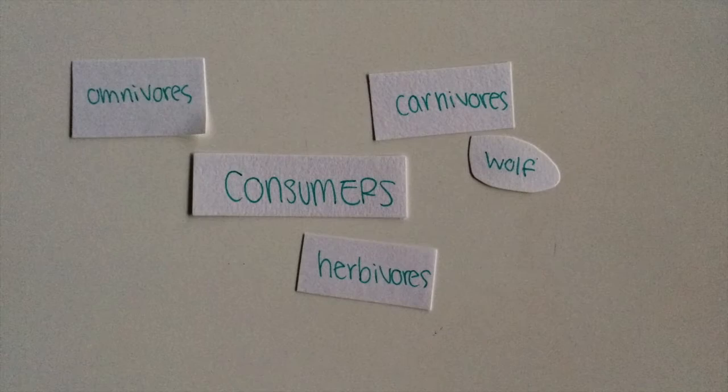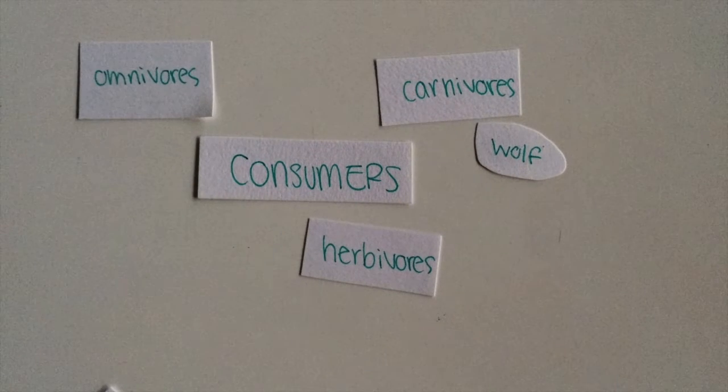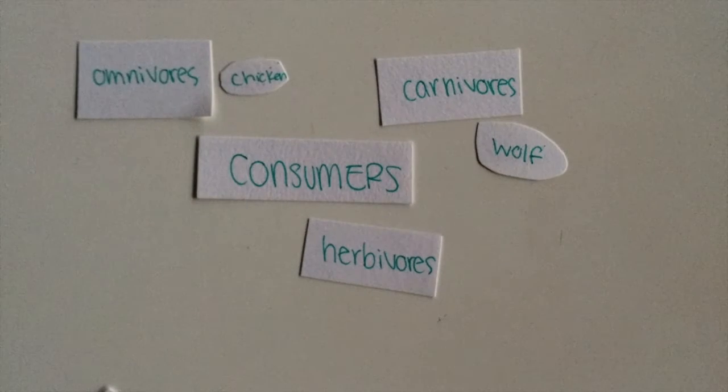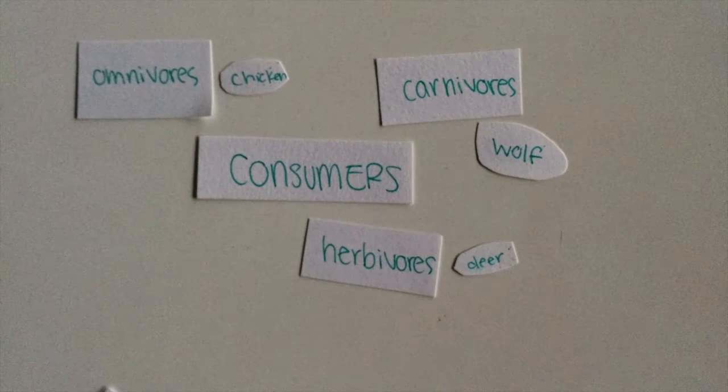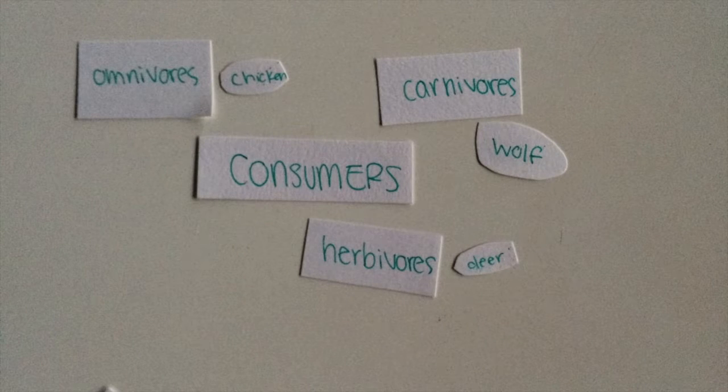There are 3 kinds of consumers. The first kind of consumer is an herbivore. Herbivores eat producers directly. These animals break down the plant structures to get the materials and energy they need.